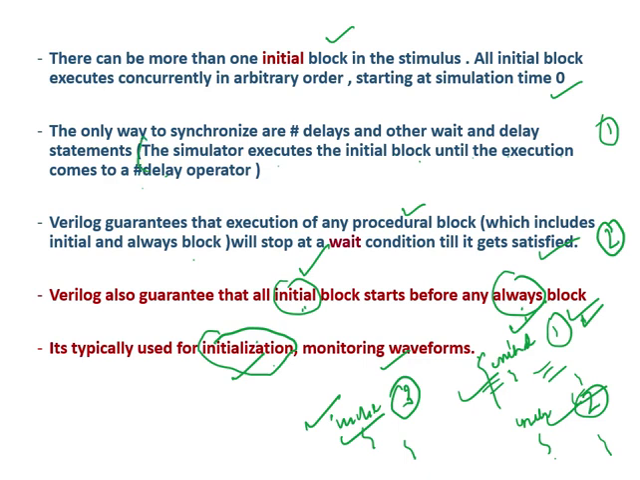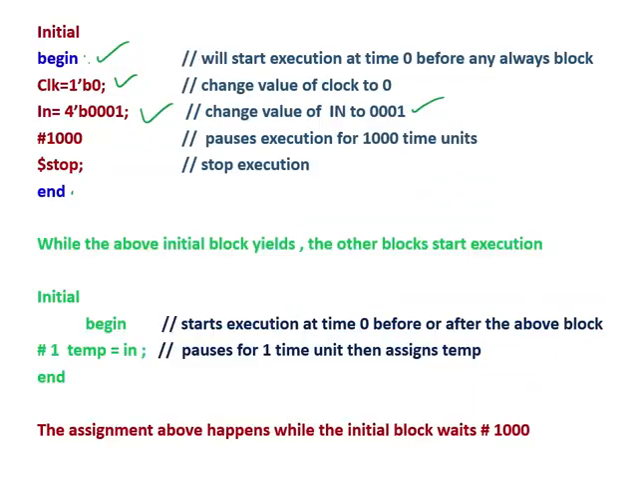This line means this one. If there is no delay element, then at 0 time step the whole set of statements inside the initial block will be evaluated. But here this delay statement comes: #1000. So it has to pause the execution for 1000 time step units. Once that is over, it will stop the execution.